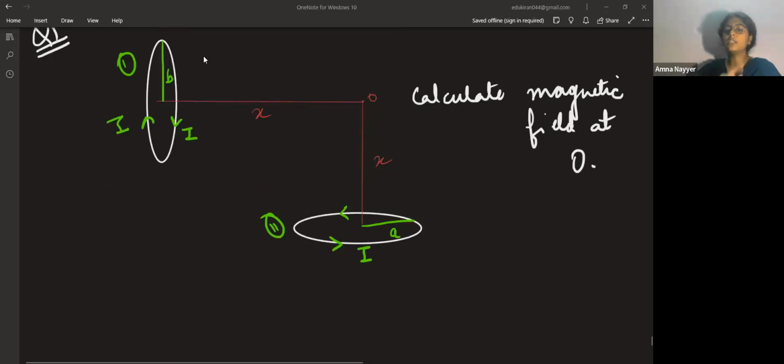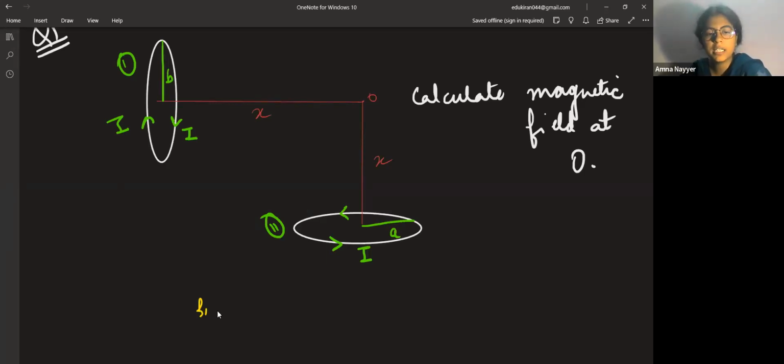Now these two, this is the axis for this circle. This is the axis for this circle. So the formula that we'll be using will be mu naught n I R square by 2 times R square plus x square to the power 3 by 2. Fine. Now here also we'll be using the net magnetic field. This will be B1 plus B2.